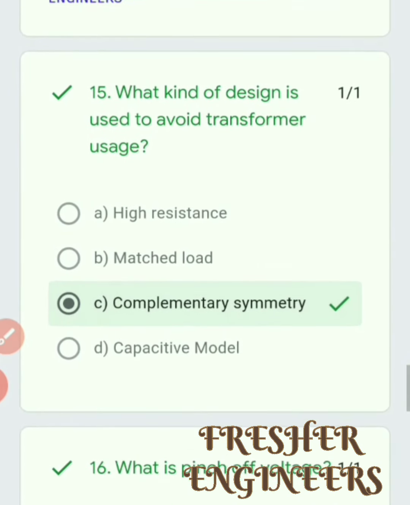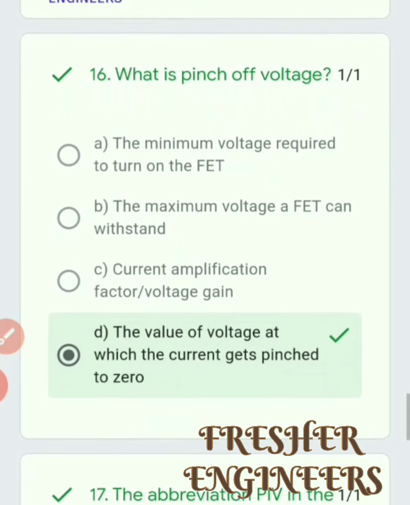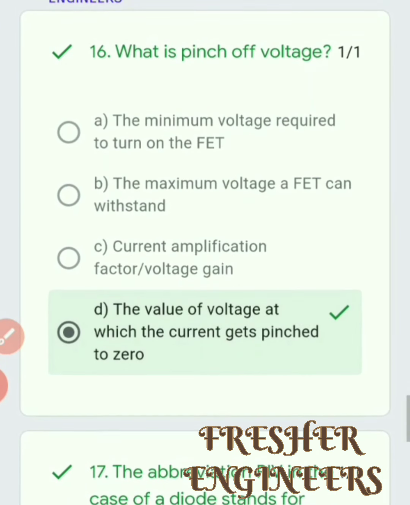What is pinch off voltage? The value of voltage at which the current gets pinched to zero is called pinch off voltage. Hence, the correct option is D.